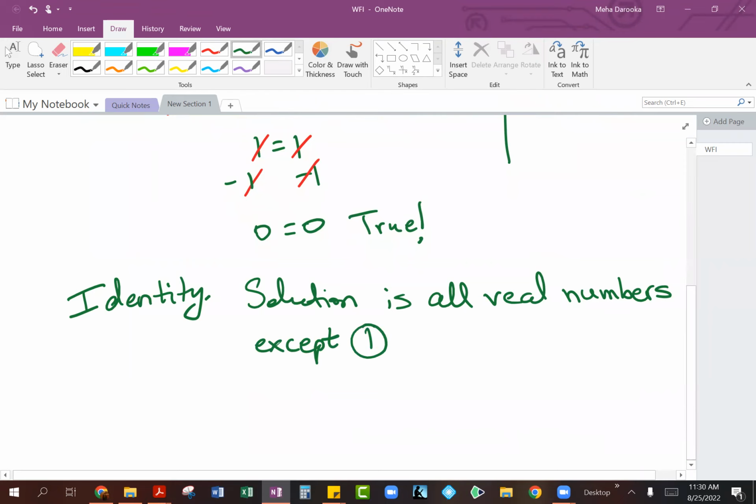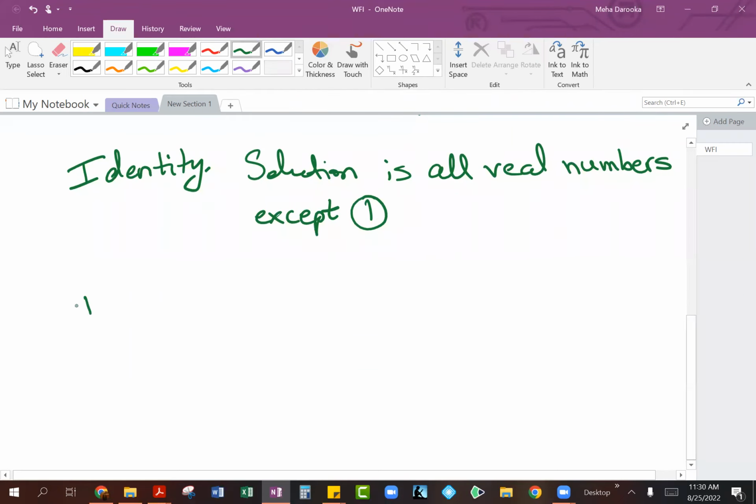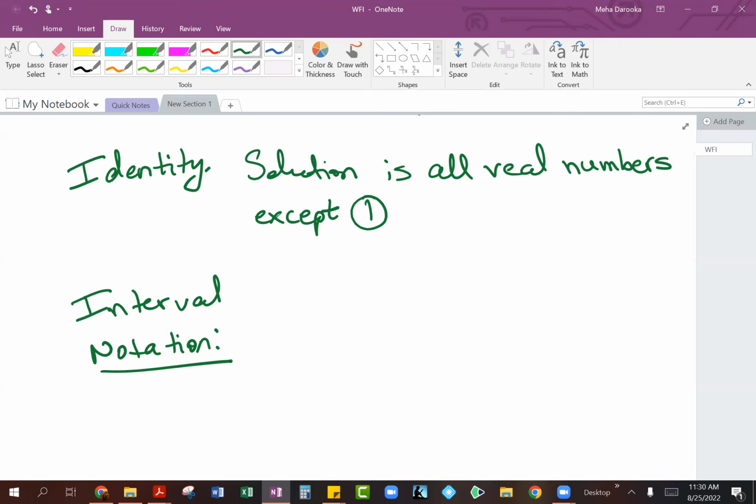Okay, now this is something you're going to see later on, but I might as well introduce you to it, is what we call interval notation. And this will be coming up, I think, later in this chapter itself. So interval notation is how you write it out, because otherwise you have to kind of write it out in a sentence like we did. Solution is all real numbers except one.